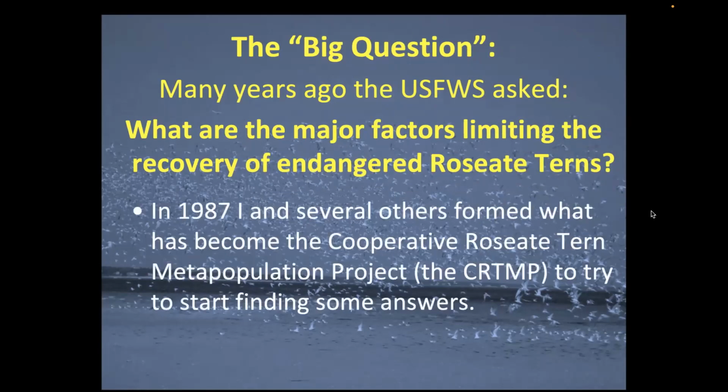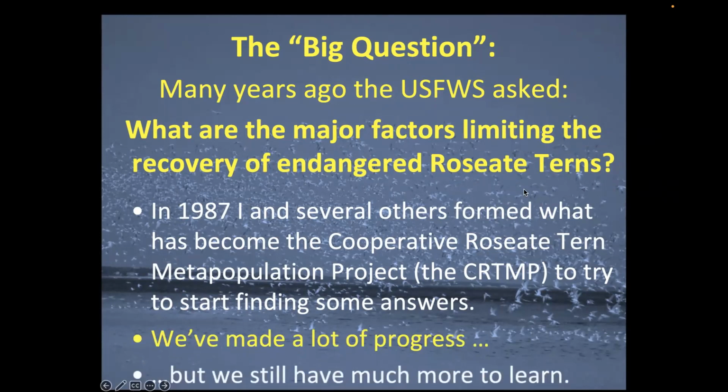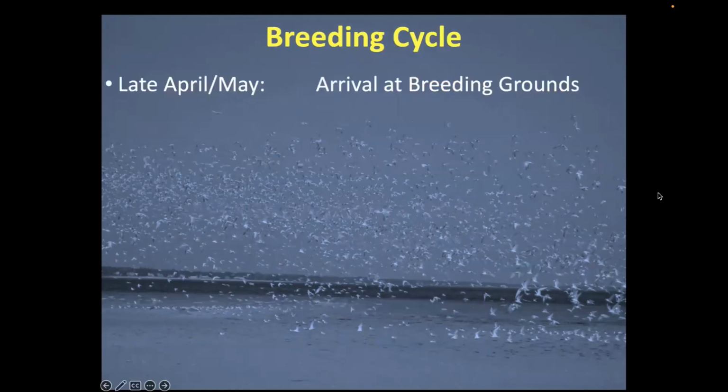So in 1987, when I moved back up from Louisiana, where I did an internship, I came back up to Maryland. I and several others formed what has become the Cooperative Roseate Tern Metapopulation Project. You'll see the letters CRTMP in here, to try to start finding answers to some of these questions. Now we've made a lot of progress, but we still have much more to learn. In particular, what happens between the time that the young birds leave the staging sites in the fall and when they finally come back to breed, usually 3 to 5 years later.